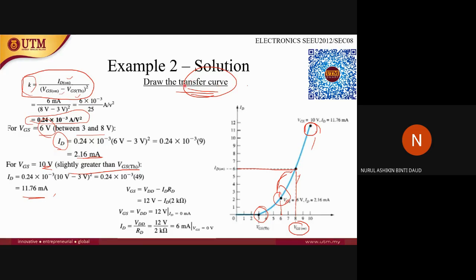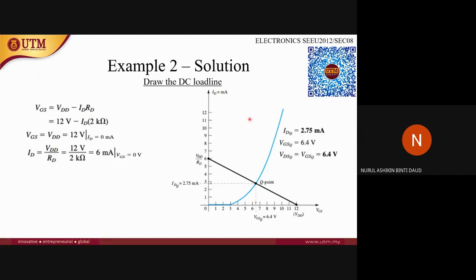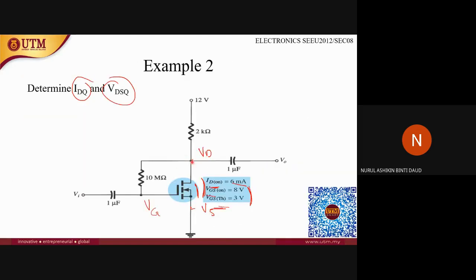After you draw the transfer curve, we need to draw the load line. To draw the load line, first of all we need to find two points, when VGS equals 0 and when ID equals 0. When VGS equals 0, ID is always VDD over RD, since there is no current here.